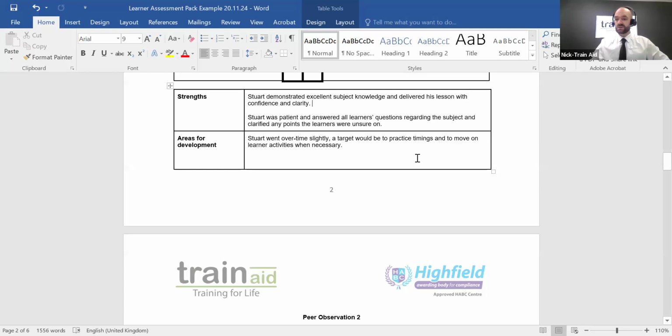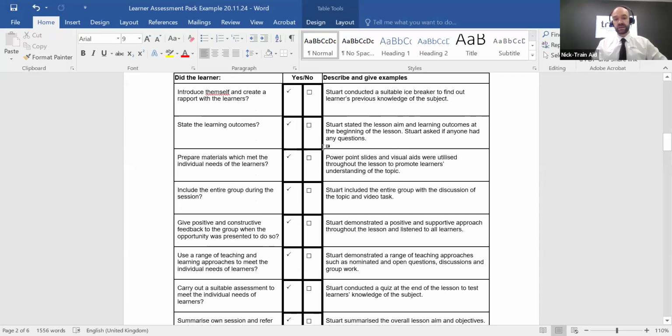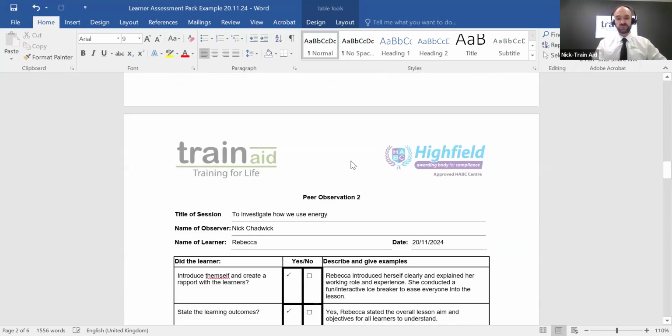So once again, in terms of level of detail, if you're writing out the peer observation form, please try and go for that level of detail if you can. So all of the boxes have obviously been ticked, and this was a very, very good micro teach. So very well done to Stuart.